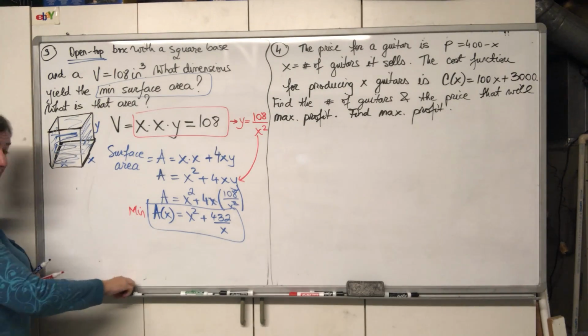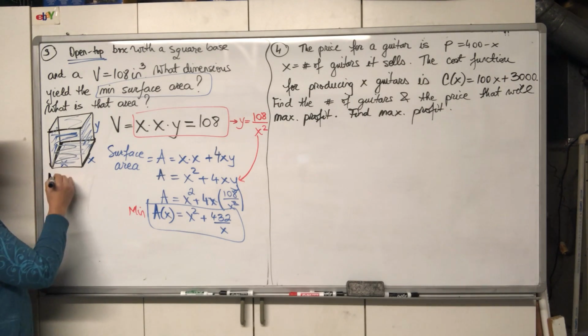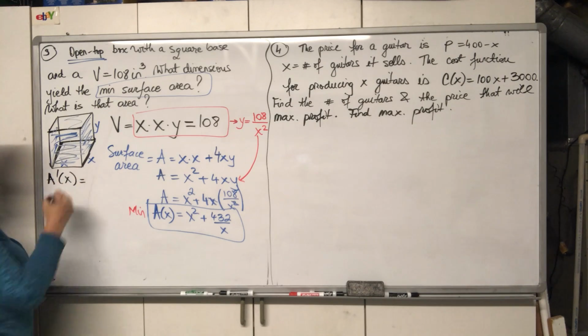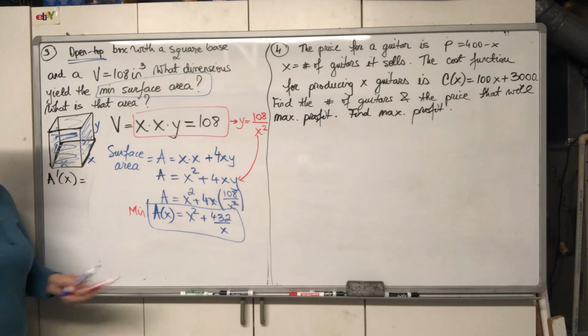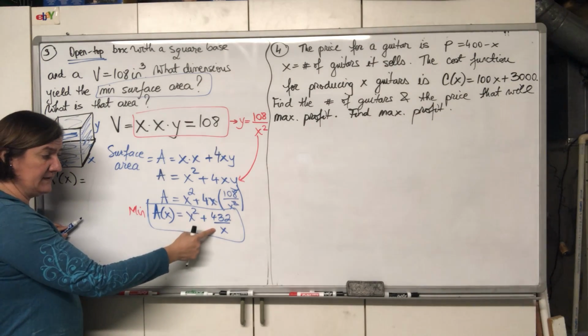Well, I'm going to find its derivative, yes, and find the critical numbers. That's where the minimum or the maximum will occur. Okay, so taking this derivative, what would be the best way to take the derivative of this function?